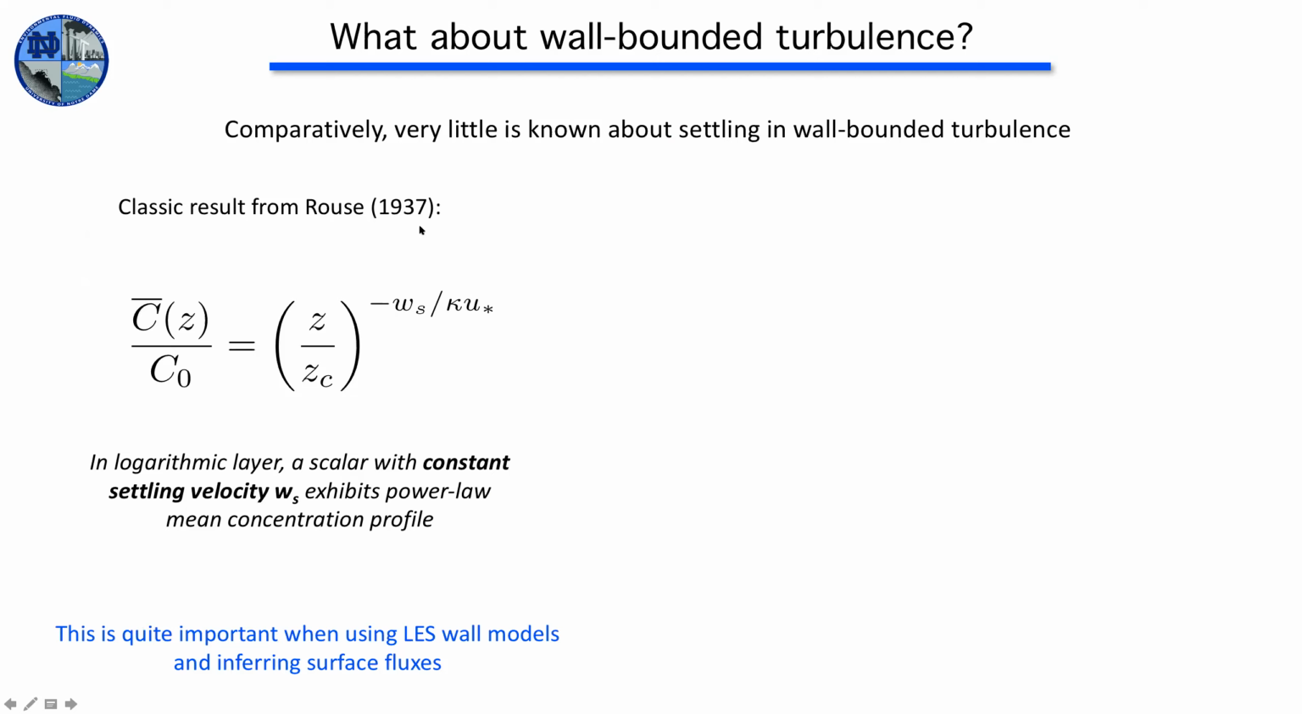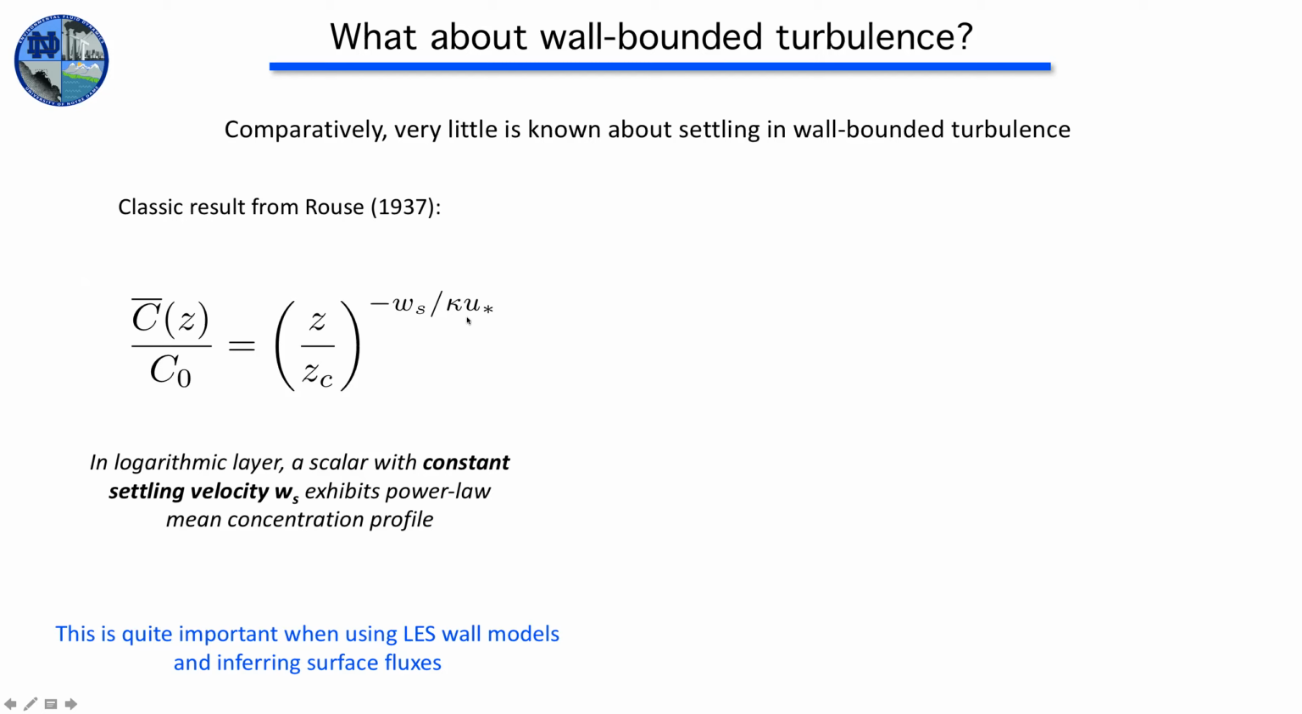There's a classic result from Rouse in 1937, which states that in the logarithmic layer, so outside of any viscous or roughness layer in wall turbulence, a scalar with concentration C that has a constant settling velocity, sometimes called a heavy scalar, exhibits a power law. Think of dust or pollen in the atmosphere, something very small, very inertialess, but that settles down with some small but constant settling velocity. The average concentration goes up like Z to some power, and this power is sometimes called the Rouse number. It's really just a balance of how fast it's settling compared to the turbulence strength as given by the friction velocity.